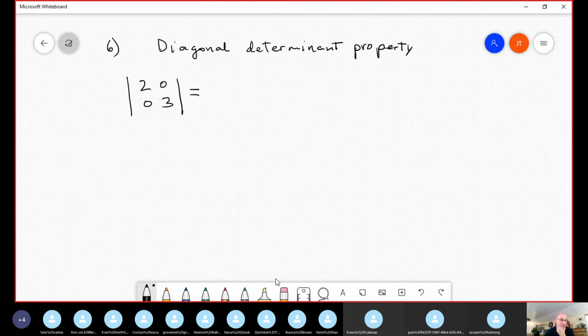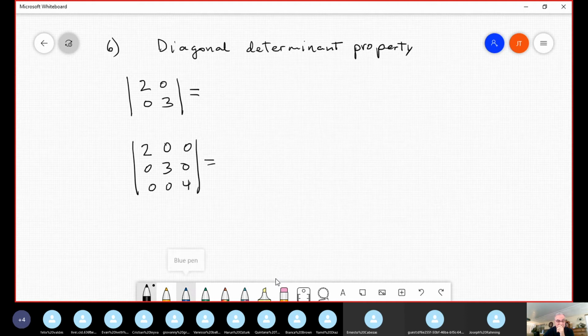What is the reason it's diagonal? It's diagonal because, for example, you have this 2, 3, 4, and the rest is 0. This is a diagonal matrix because we have numbers only in the main diagonal. The rest is 0. So computing it by hand is super easy: 2 times 3 is 6, and 0 times 0 is 0. Here's the multiplication.